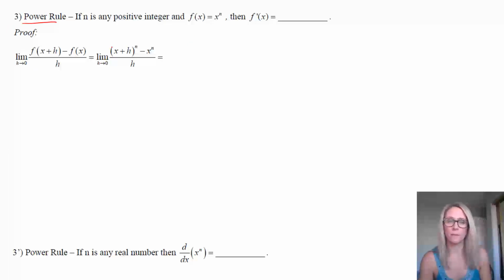The power rule says, if you have a function that is x to a power, and that power is a positive integer, so we want to be a little careful, a whole number that is positive, then the derivative brings that exponent down, multiplying by x to the n minus 1, losing 1 from the exponent. So that's the power rule for any function x to the n.